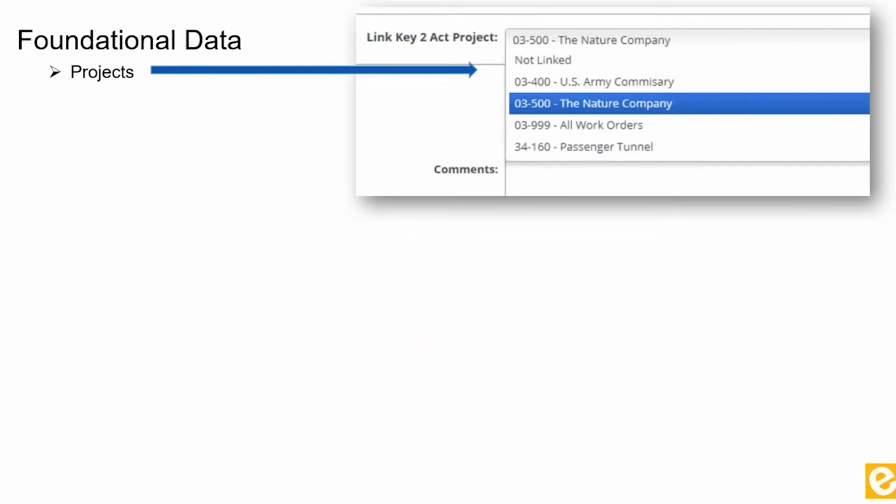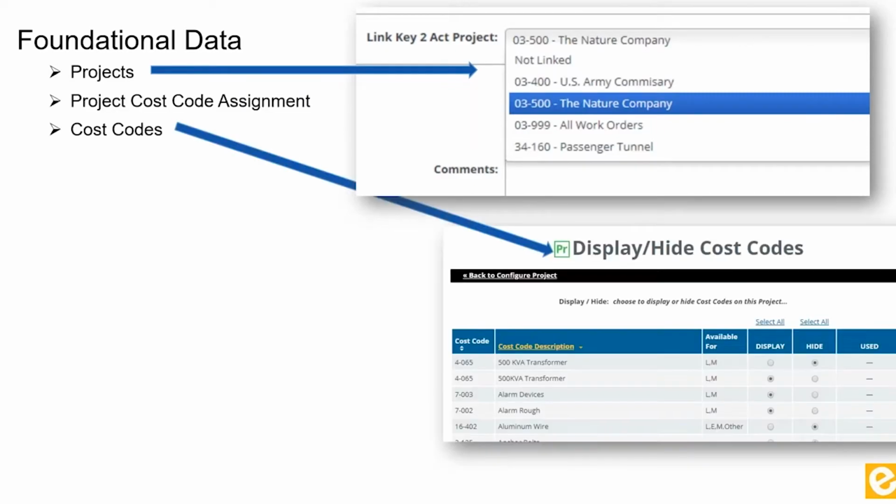So the foundational data, what do I mean by foundational data? The first bit is projects. We see your complete project list in eSUB, and to create the link between eSUB and your accounting software, all you have to do is select that project from a drop down. Once we click that drop down, now all the other information flows in.